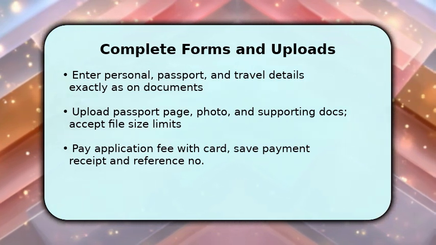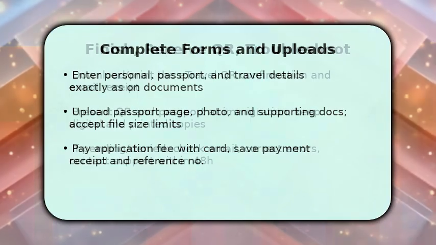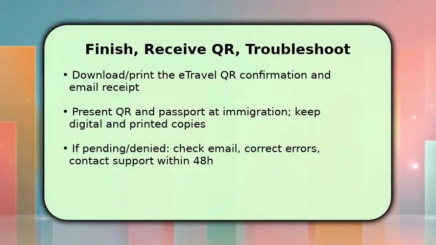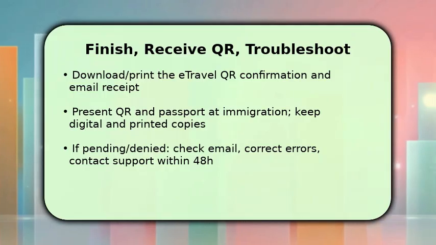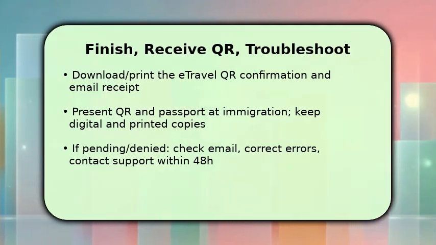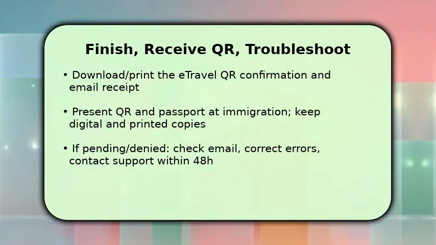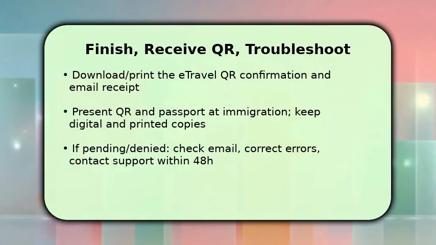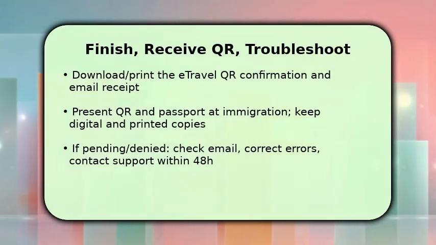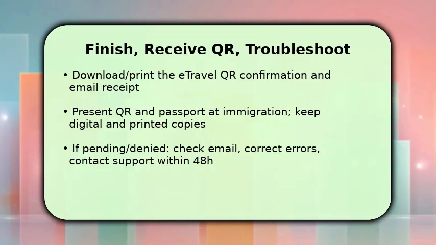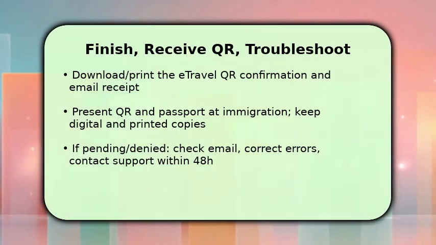You finish by reviewing the submission and selecting submit, then wait for the system to issue your QR code. Once you receive the QR via email, download and print a copy and save the digital file to your phone. Present the QR and passport to immigration officers when you arrive. Having both paper and phone copies speeds processing.